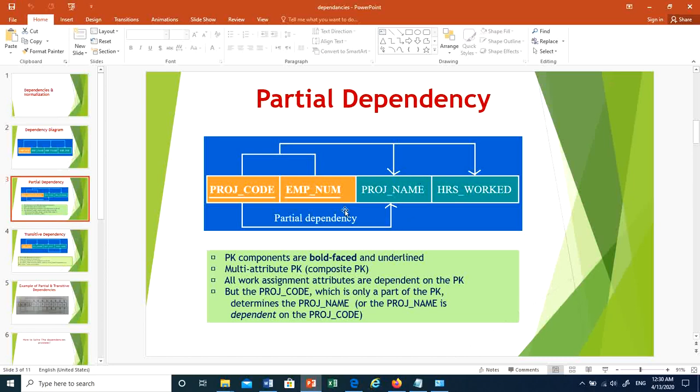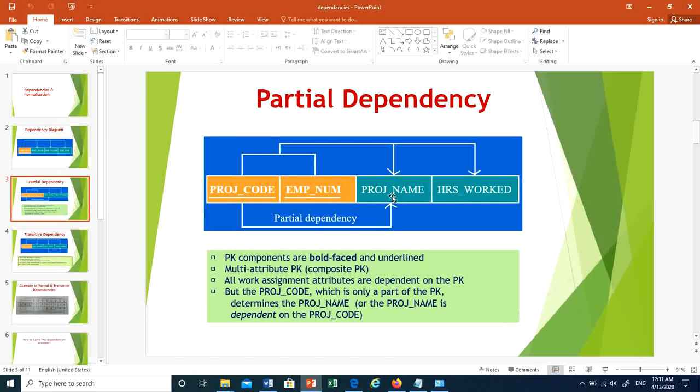Okay, but what is this down here? This is what we call partial dependency. Partial dependency means that part of the key determines other attributes. Why part of the key? Part of the key means not the whole key, only part of the key, only one of them. Now project code, in this example, determines project name. It is true that project name can be determined by both of them, but it is also true that project code by itself can determine the project name. This is what we call partial dependency.